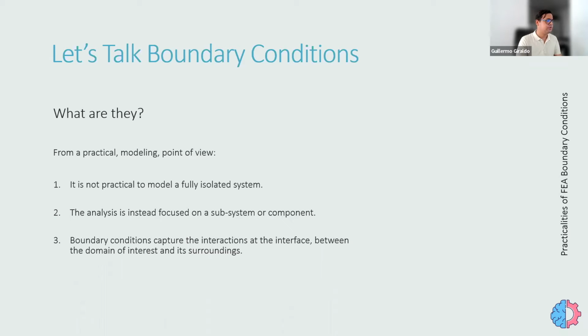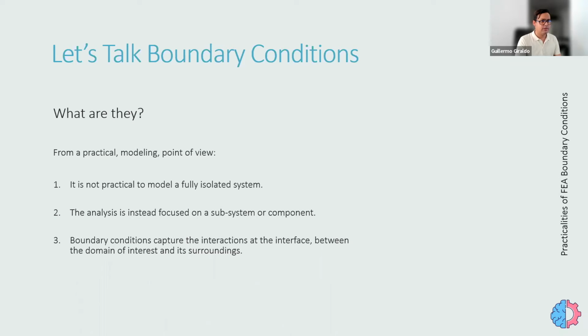So the boundary conditions are those tools that we use to connect this isolated region that we will analyze to its surroundings. Boundary conditions just capture the interactions at this interface between our domain of interest and its surroundings, so we don't have to model a fully isolated system that, if you start thinking about it, might include the whole universe. That's really not practical. So that's, from a practical point of view, what boundary conditions are, right? And that's the first takeaway that I want to give from this talk.